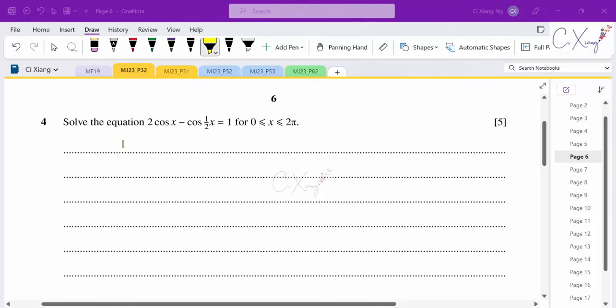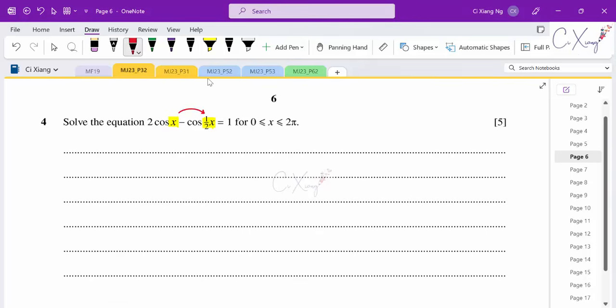If I observe this question, I realize that I have two different angles. One is x, another one is half x. So what is the relationship between these two angles? Half x is half of the original x, or we can say that x is the double angle of half x. So to solve this question, very likely we can use the double angle formula.